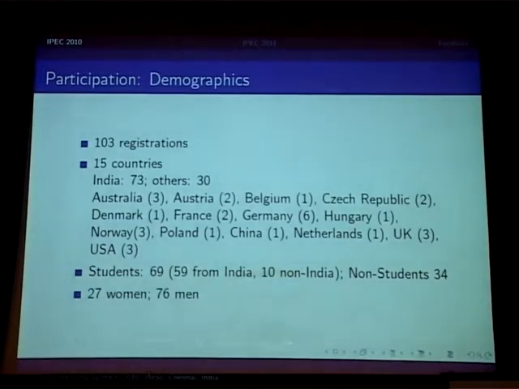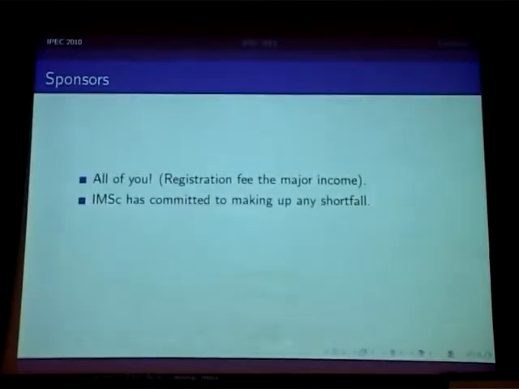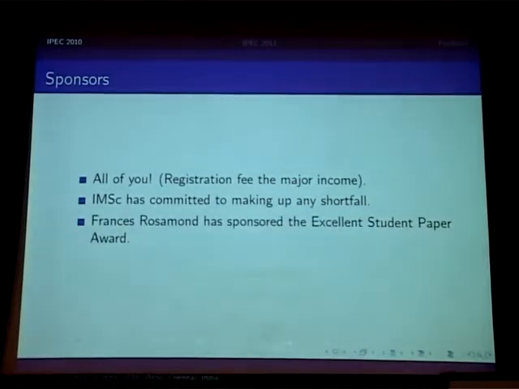Okay, so these are some numbers supplied by the organizers. Our sponsors: the major sponsor is all of you, because most of our income is from the registration, but not all. And this institute has committed to making up any shortfall. And Francis Rosamond has sponsored the Excellent Student Paper Award. Okay.